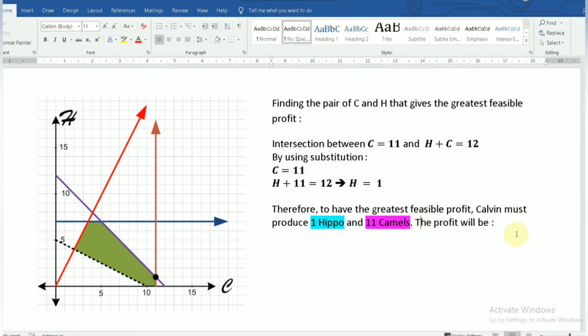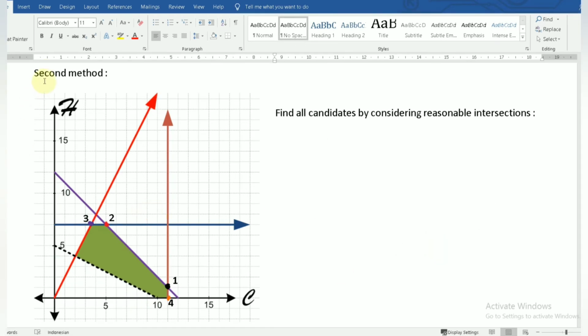So let's just find what the profit will be. How? Just use the equation of the profit. So P equals 300C plus 200H. So you just substitute the H by 1 and the C by 11. Okay, and the total profit by producing one hippo and 11 camels is $3,500.